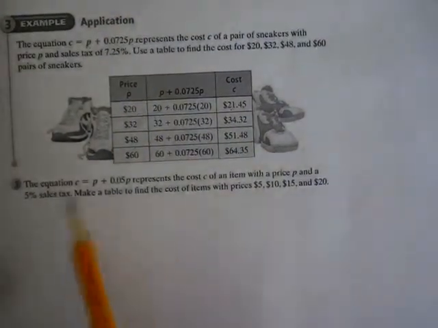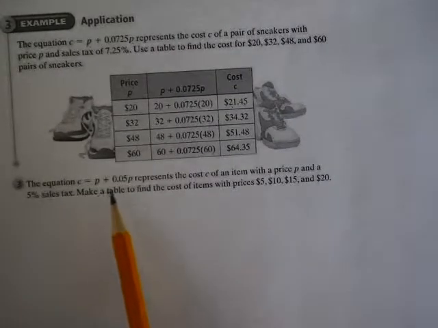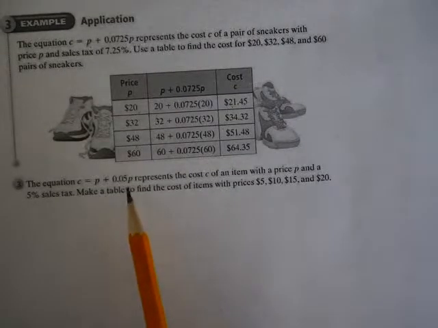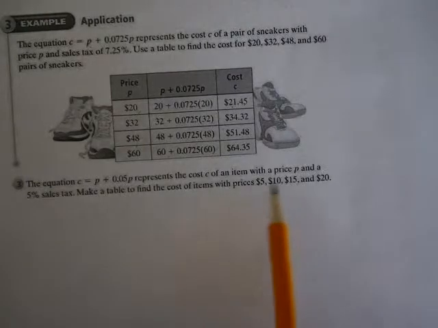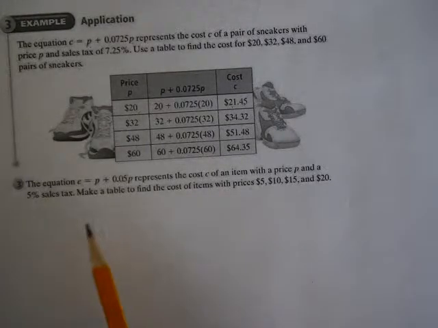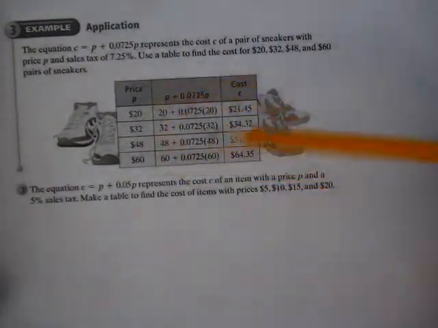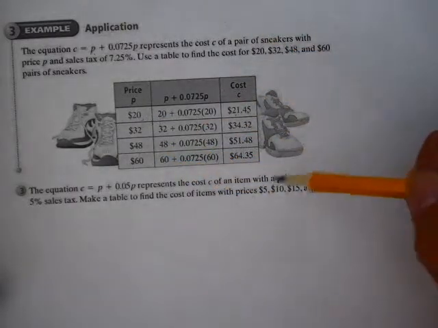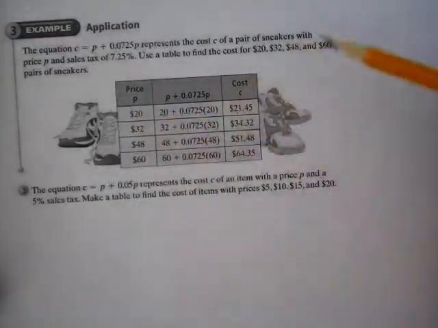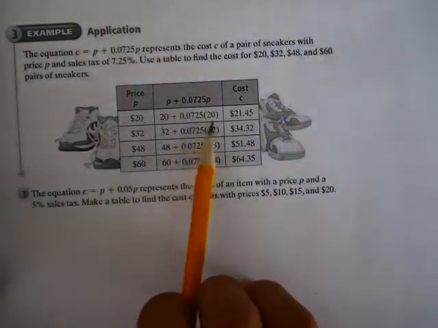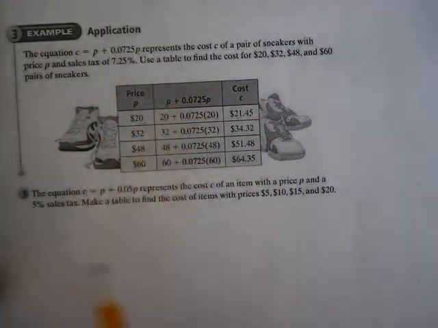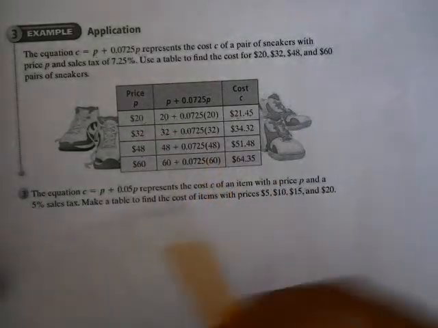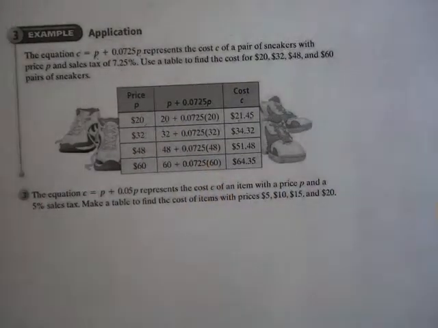So now they ask us to use the equation C is equal to P plus 0.05P with the same variables, with the sales tax of 5%, and make a table to find the cost of the items with the prices of 5, 10, 15, and 20. So I think what they're asking me to do is to make a table like this one, but instead of having 20, 32, 48, and 60 there, we're going to put the 5, 10, 15, and 20 in the cost. And instead of having this 0.0725 tax, we have 5% tax, which when we translate into decimal form is 0.05. So let's do that.